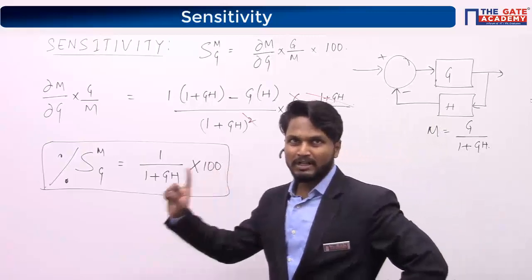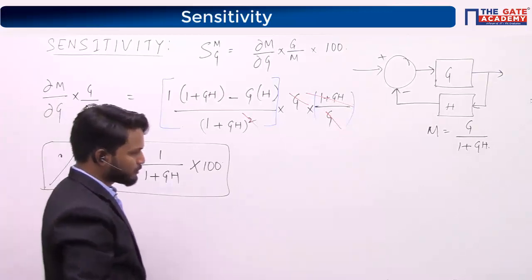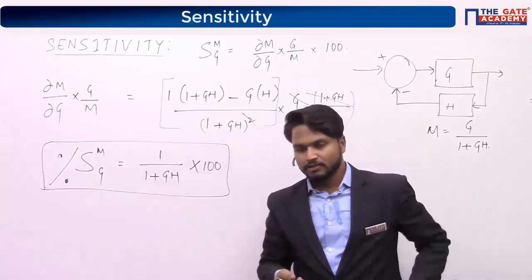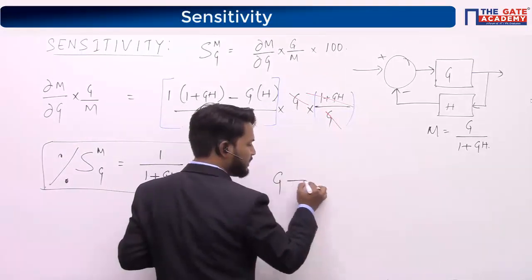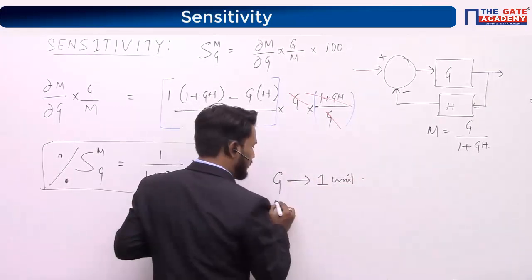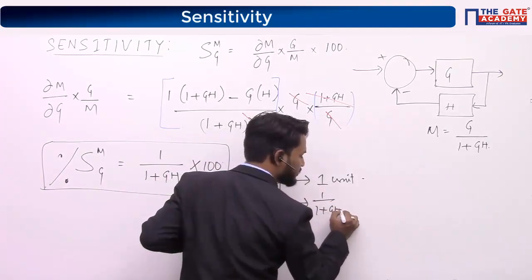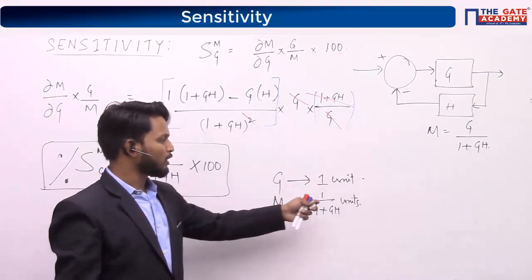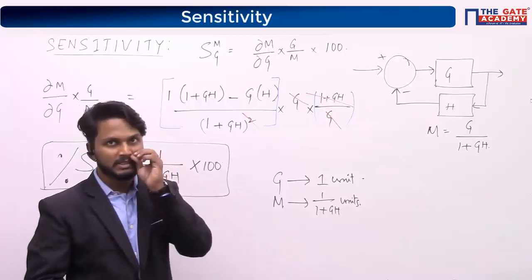So what does this indicate? Sensitivity of M with respect to G, what does it infer? It straight away infers one simple thing. If there is 1 unit change in G, then in the overall transfer function we will have 1 by 1 plus GH units of change. That is what is said here.